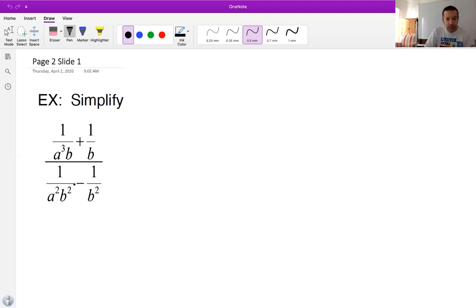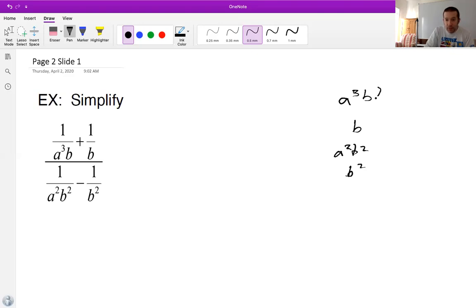So the way I'm going to do these every time is to find the least common denominator of all the fractions in the complex fraction, then multiply the top and bottom by that. So I've got 4 terms. I'll list them over here, but I probably wouldn't normally do this every time. A cubed b, b, a squared, b squared, and b squared. These are all the denominators of all of these fractions over here.